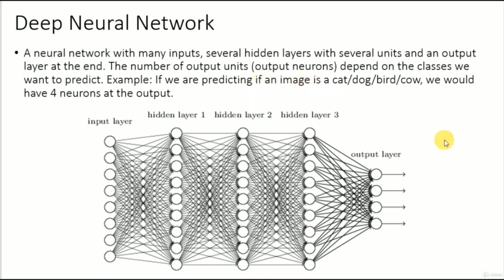If our task is to predict whether an image is a cat, a dog, a bird, or a cow, then we have 4 classes to predict, so we have 4 neurons in the output layer. I'm just going to say output neurons in this course rather than output units. However, they're exactly the same thing. I just prefer to use output neurons. In this case, we want to predict 4 classes, therefore we have 4 output neurons. So this is a figure of a deep neural network, or in other words, a deep multi-layer perceptron.